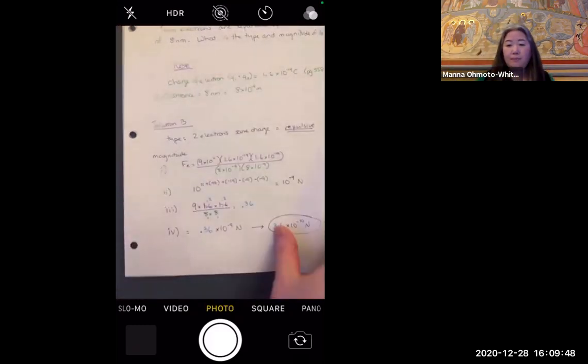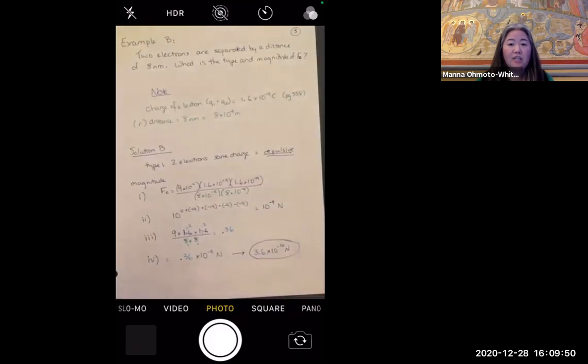So here's another example. Two electrons are separated by a distance of 8 nanometers. What is the type and magnitude of the electrical force? One thing you have to note is that because they're both electrons, I have to find the charge. The charge of many things is found on page 558 of your textbook, and that's 1.6 times 10 to the negative 19th coulombs. It's very small. And the distance is 8 nanometers, or 8 times 10 to the negative 9th meters.